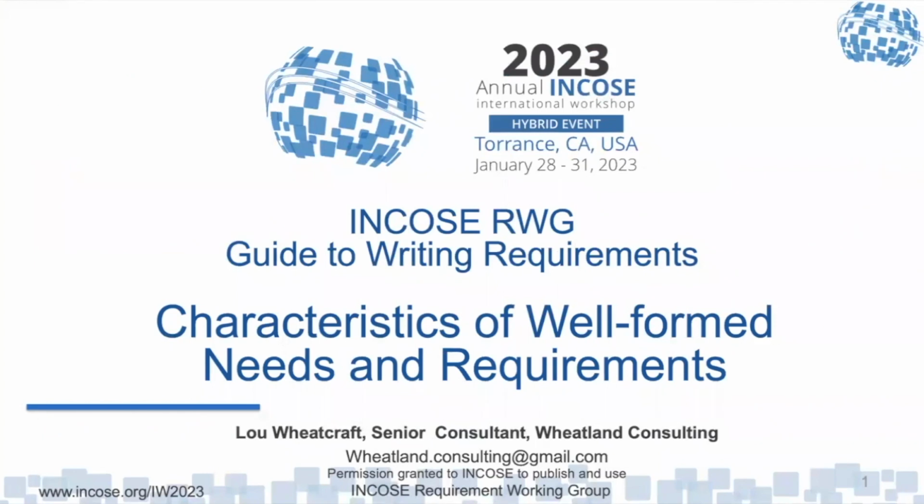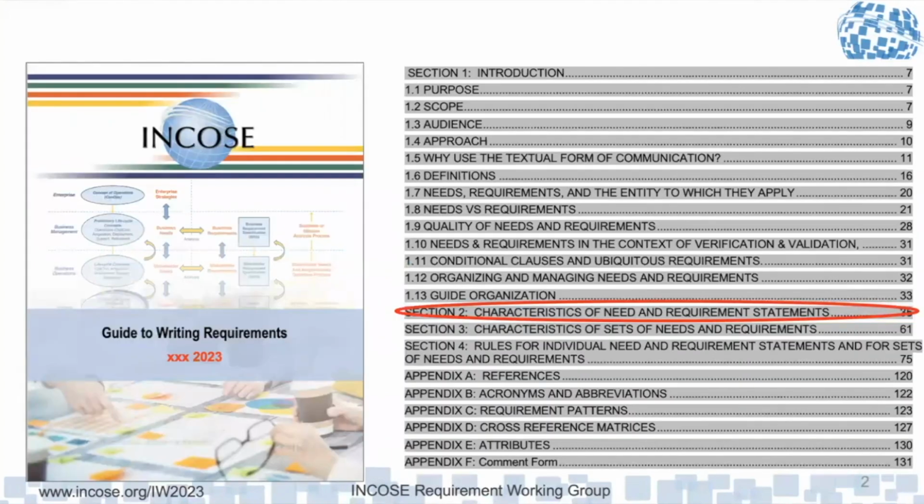So again, today we covered some key parts of section 1 of the Guide to Requirements. Today, I'm going to focus on section 2, which is on characteristics of form of needs and requirements. That is the overall outline of it. 1.5, why use a text form of communication? And so that goes into detail on what the advantages are. In the needs and requirements manual, we have a discussion of the advantages of textual versus using models, pros and cons of both. It's really two sides of the same coin. Neither is sufficient. Both are necessary.